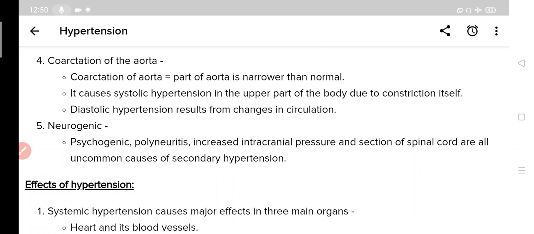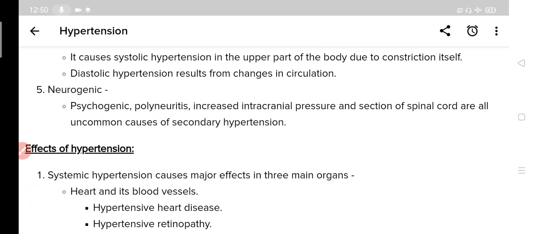And diastolic hypertension results from changes in circulation. So the diastolic pressure is increased not due to this constriction but due to some changes in circulation. So this is the third cause of secondary hypertension.